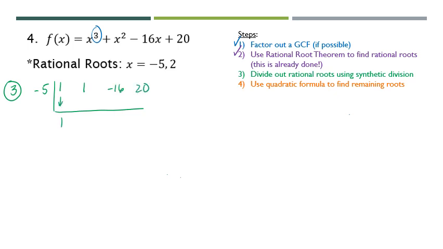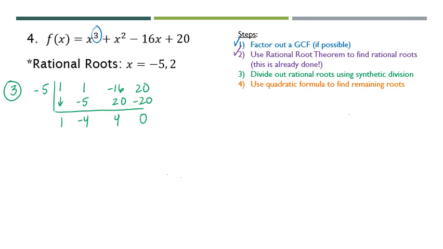So bring down the 1, -5 times 1 is -5. If you add down, you get -4. -5 times -4 is +20. If you add, you get 4. And then -5 times 4 is -20, which gives us the remainder of 0, which is what we need. That's how we know we're doing this process correctly.